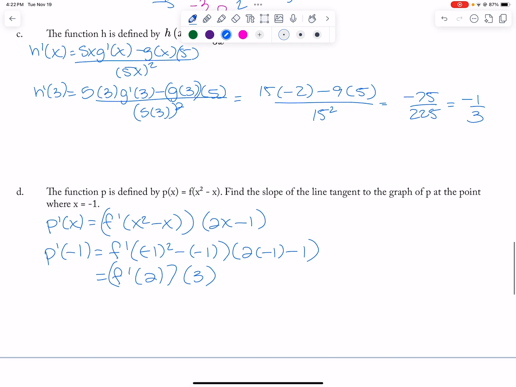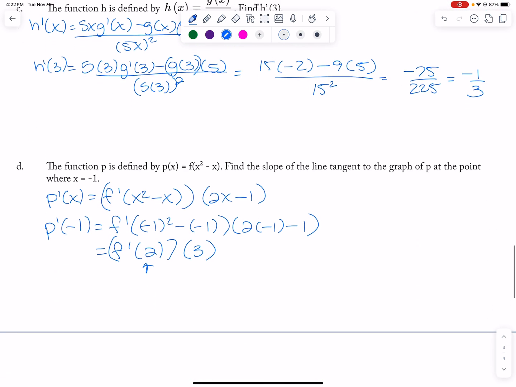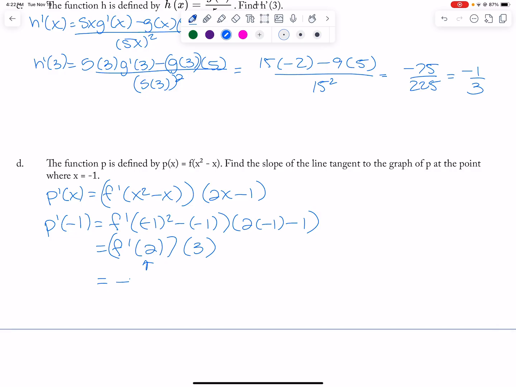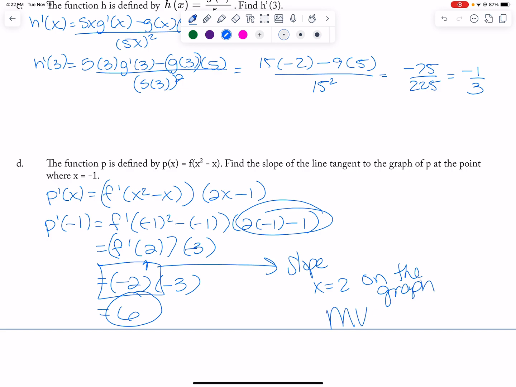So f prime of 2 is, when I look at this graph, I'm looking at the slope here, and the slope of that graph using the mean value theorem is going to be negative 2. And then, I'm sorry, this should have been negative 3 times a negative 3, so I should get a positive 6. This value of 2 comes from the slope of the line where x is equal to 2 on the graph. And we use the mean value theorem. Okay, and that is it for this lesson.